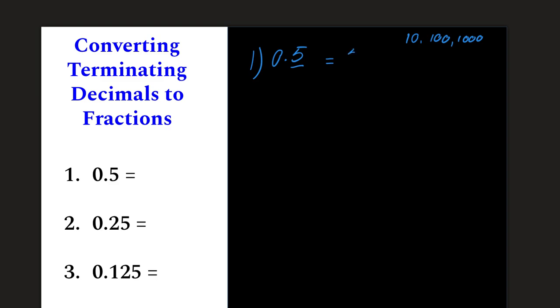Okay, so this will be 5/10. Now, we can't stop here. We wrote it as 5/10, then we have to simplify. Well, both numbers can be divided by 5. So what we do for one, we do for the other, and so the answer will be 5 divided by 5 equals 1, and then 10 divided by 5 equals 2. 1 over 2. Let's try the second one.